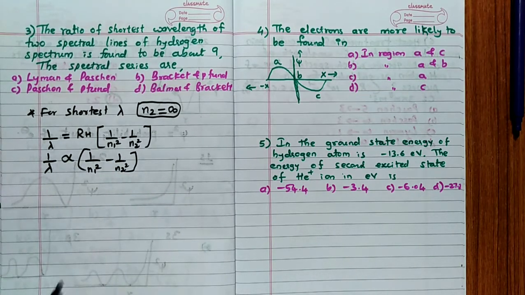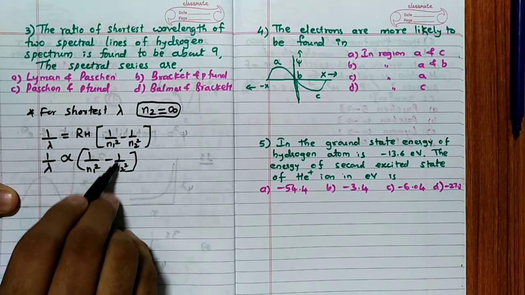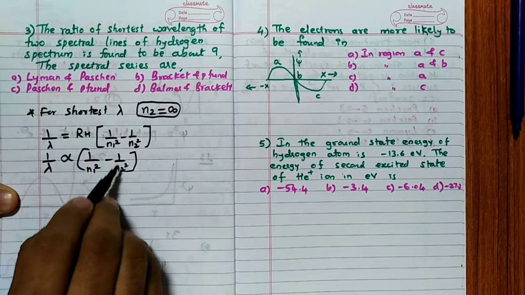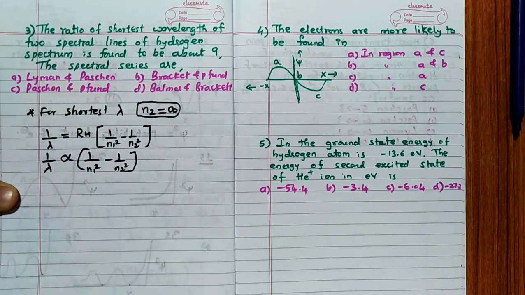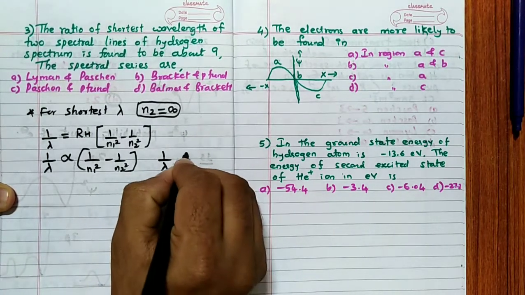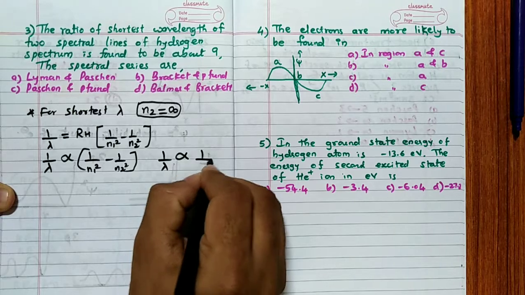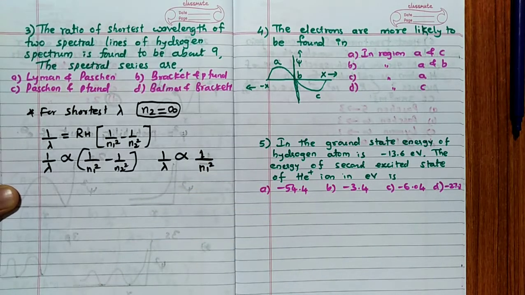Now we will make our job so easy that when n2 is infinity, 1 by infinity square is equal to 0, which means this total unit becomes equal to 0. Hence, very carefully you see, I can write 1 by lambda as proportional to 1 by n1 square. Correct? Do you agree with me?